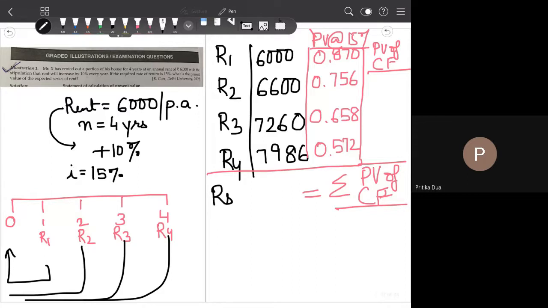Yes, absolutely right. This is the answer. Everyone good. So 19,555 is the present value of the expected rental flows. I hope this is clear to everyone. Any doubt you can ask. You just need to be careful that you are given two percentages or two rates of interest in this question. You need to be careful that 10% is the increase in rent and 15% is the discount rate. Let's solve some more questions.